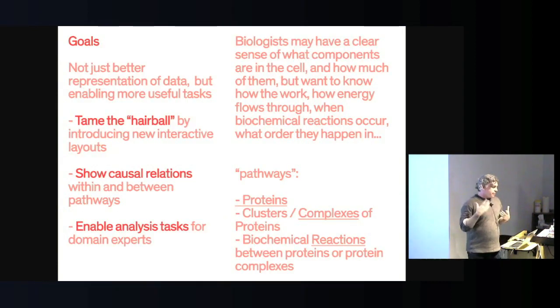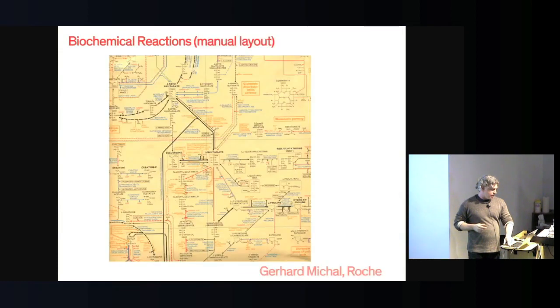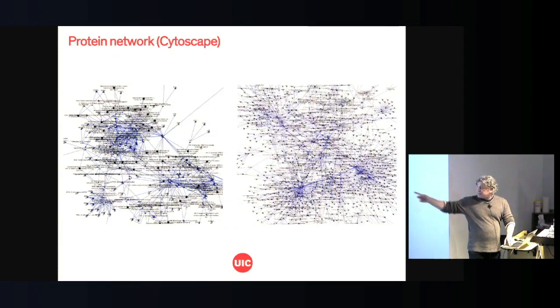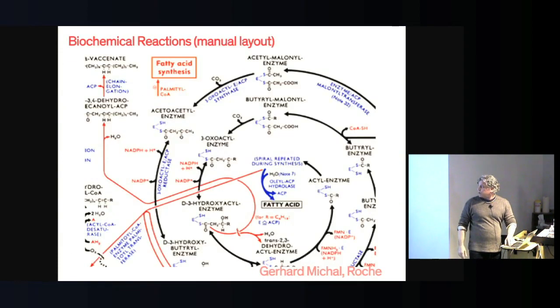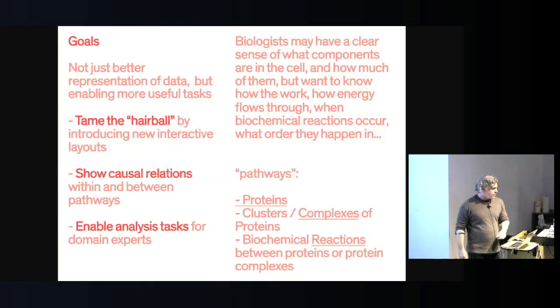So the goal is not just to come up with better representations, but also to enable tasks that are useful to whatever the scientific audience is that's using it. The traditional one in network layouts is to tame the hairball. Everyone's seen networks like this, especially like this, where it's just a hairball, or a bowl of spaghetti, of connections.